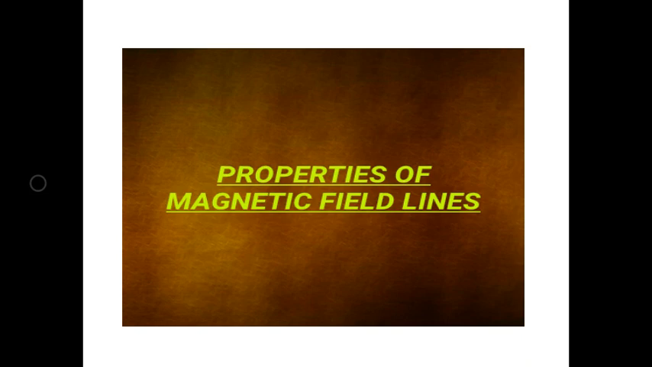Let us see what are the properties of magnetic field lines. In the first chapter, we have studied the properties of electric field lines, and most of the properties are the same for both magnetic field lines and electric field lines. Field lines are diagrammatic representations of fields, maybe electric field or magnetic field.